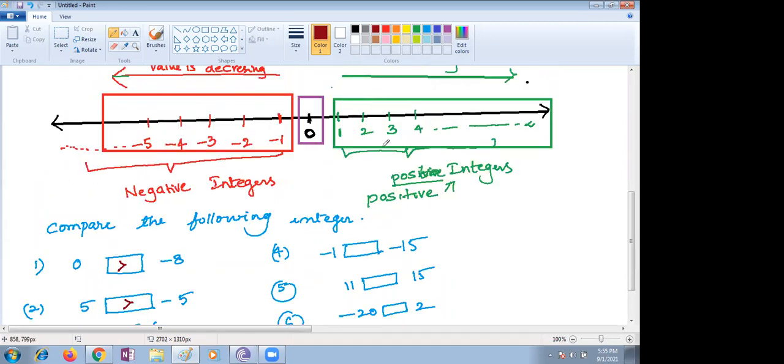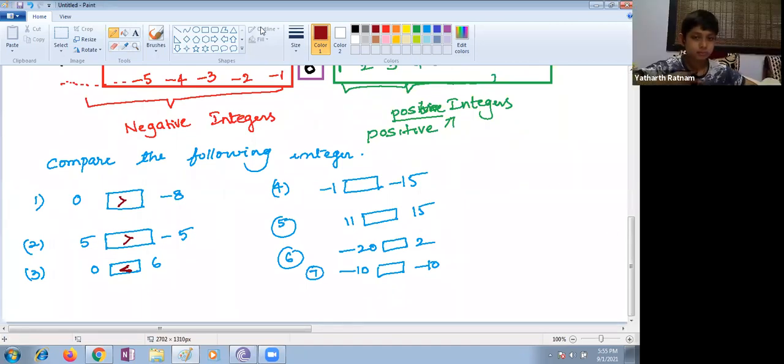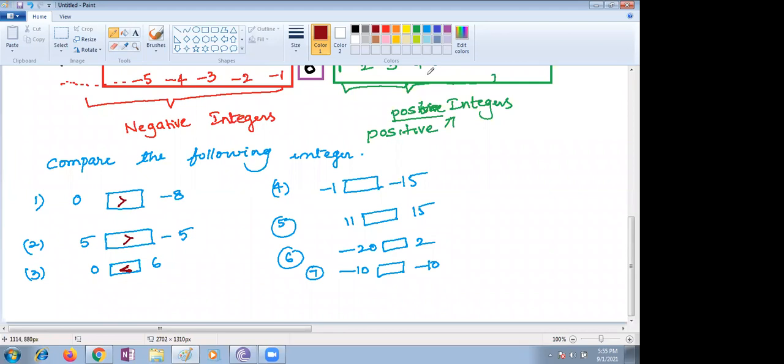Ma'am, because 6 is on the right side, ma'am. It moves to the right side, ma'am. Very good. So the right side numbers are greater than left, right? Yes, ma'am. Left side numbers are negative numbers, ma'am. Very good, Nana. Next, fourth question.